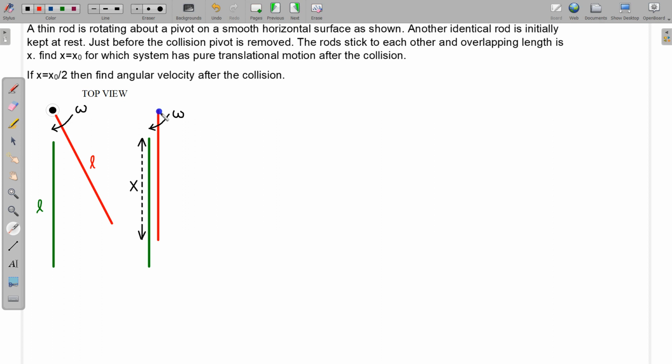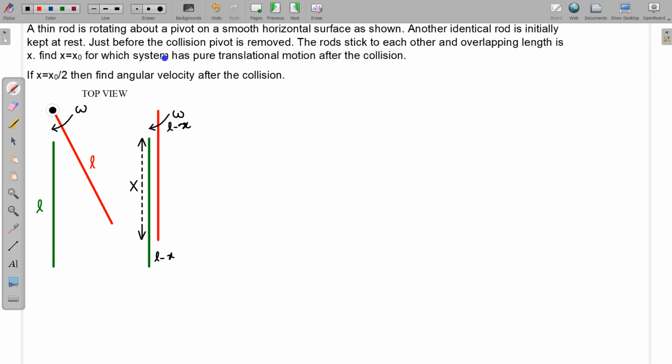I will do this question by two methods, by taking two points. First I am taking the center of mass of this whole system, and about that I will conserve the angular momentum. So where is the center of mass of this whole system? Obviously this length is equal to L minus x here, and this length is also L minus x here, and this is the overlapping region.